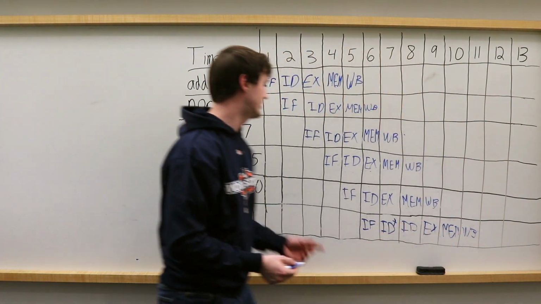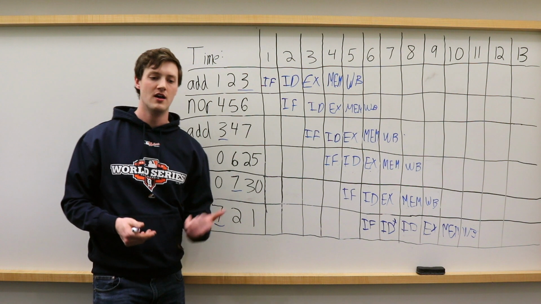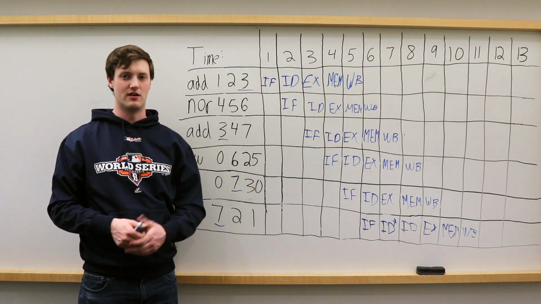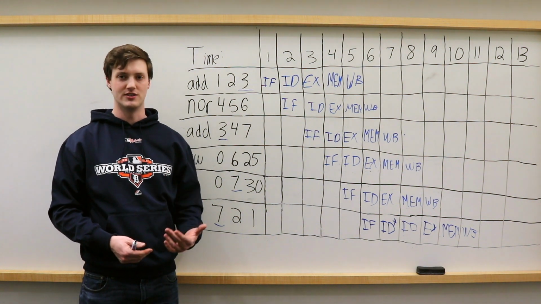And so now this program only incurred one no-op, so only one stall. So you can see that the detect and forward was able to solve this problem of data hazards a lot more efficiently than avoidance or detect and stall was able to.